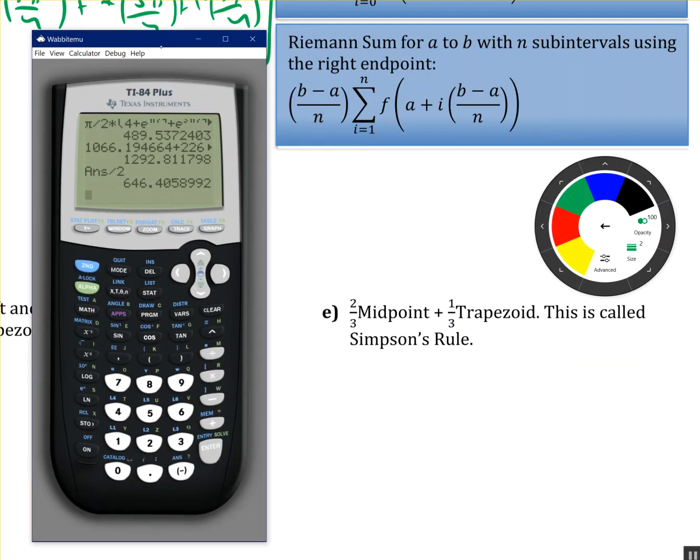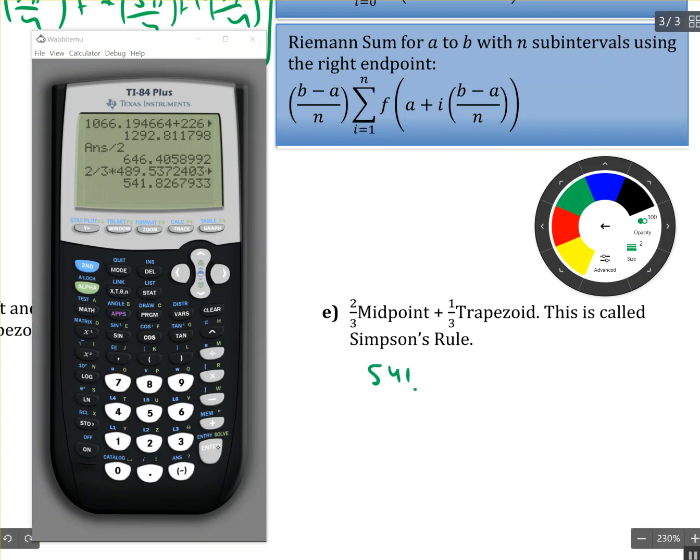And then finally, there's something called Simpson's rule. You'll probably learn to explain differently, but this is the way I like to calculate it. It's a lot easier to deal with. It is 2/3 times the midpoint rule plus 1/3 times the trapezoid rule. So I get 541.83.